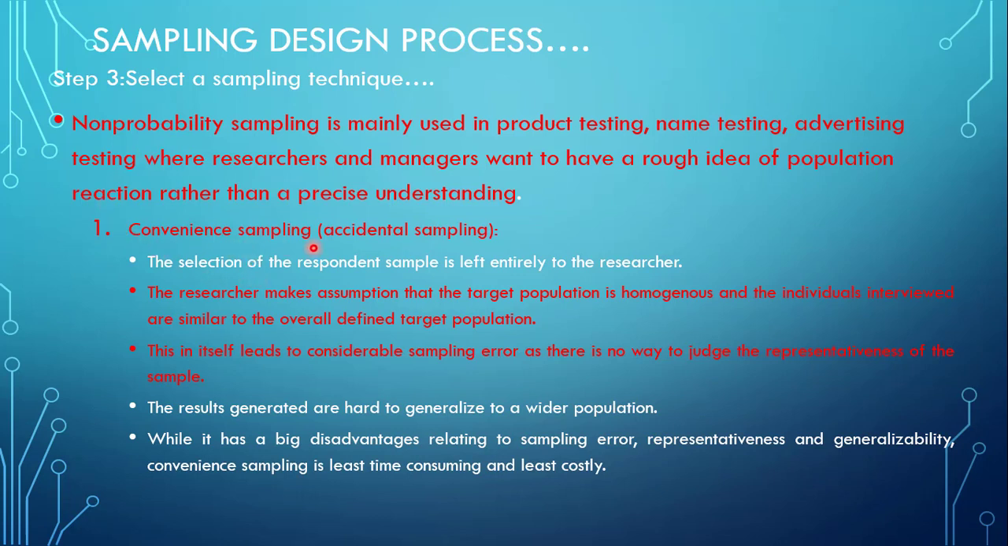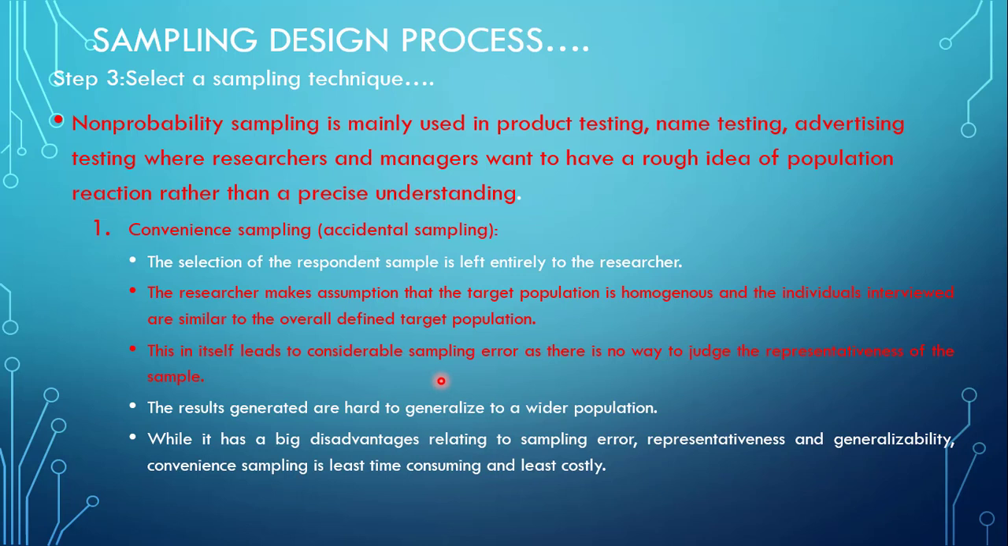So in convenience sampling, the respondent sample is left entirely to the researcher. The researcher will judge and select the sample. So convenience sampling or accidental sampling is when the researcher picks a sample based on his or her convenience.